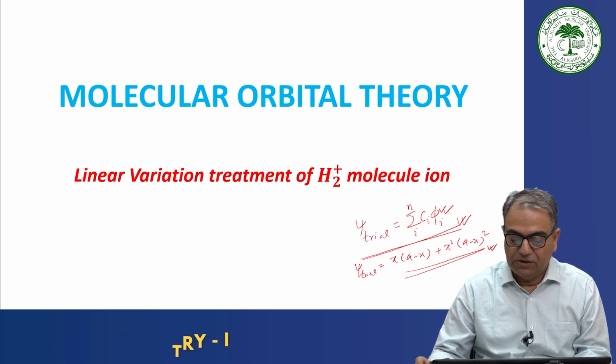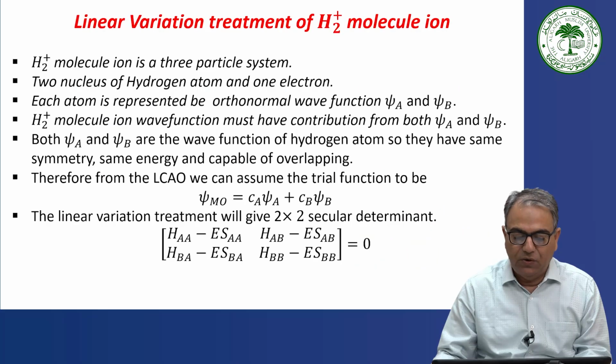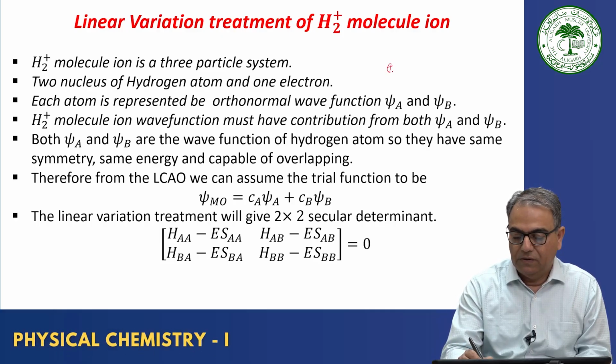So these were the things which we did in the previous module, and now in this module I am going to apply the linear variation treatment to another system called the H2 plus molecule ion. H2 plus molecule ion is again a 3-particle system. It means you have 2 nuclei and 1 electron. So we did this earlier also.